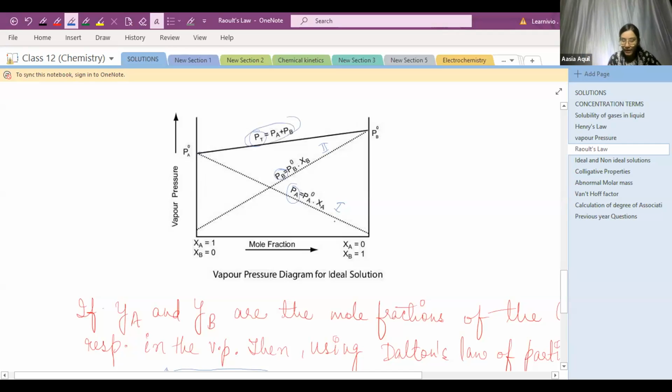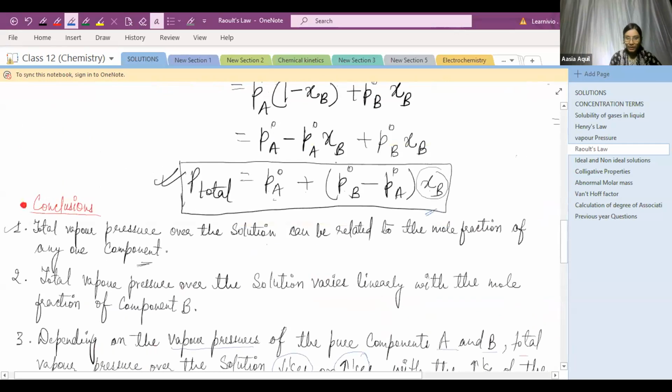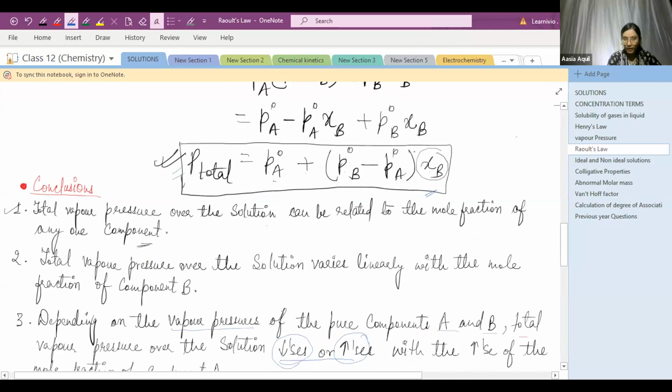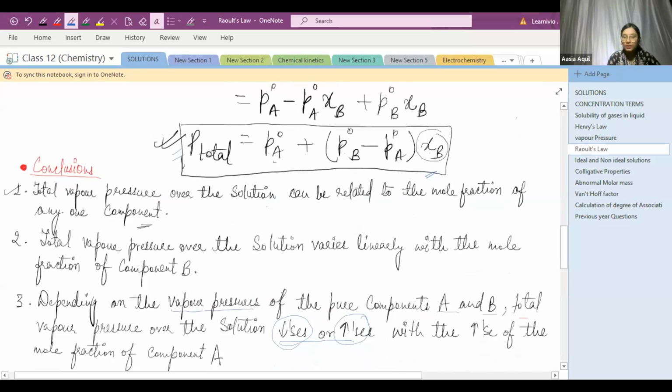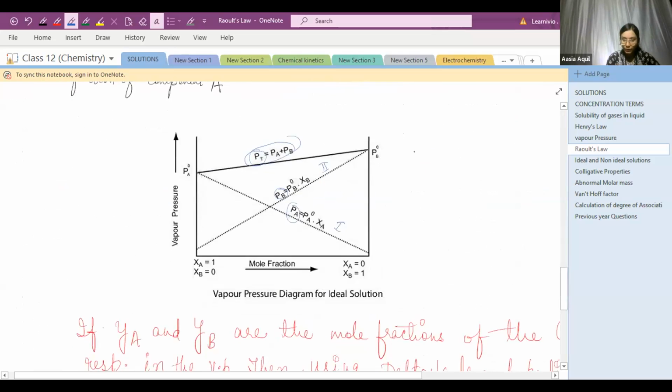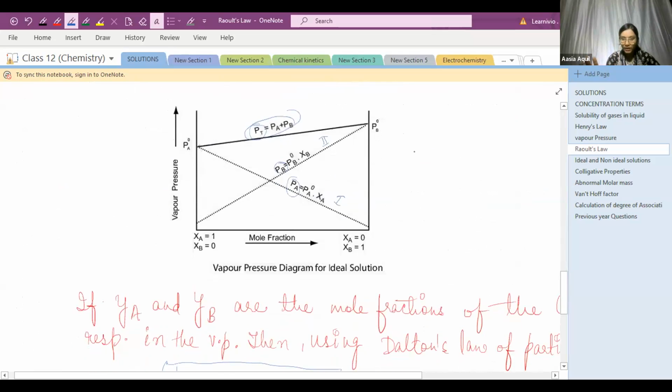So this type of graph is shown by an ideal solution, right? This is the Raoult's law diagram. Okay, ये है Raoult's law diagram. ये Raoult's law diagram कहाँ से मिला है? So you just draw it using this equation. P total is equal to P naught A plus (P naught B minus P naught A) into XB. Okay, so when you plot the graph between the vapor pressure of solution versus your mole fraction, you will get this type of graph. Okay, Jovita. So just remember this graph. Okay, this graph is very important.